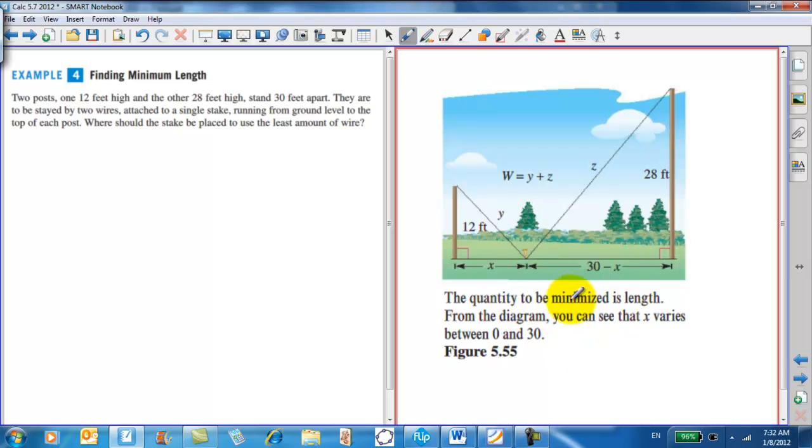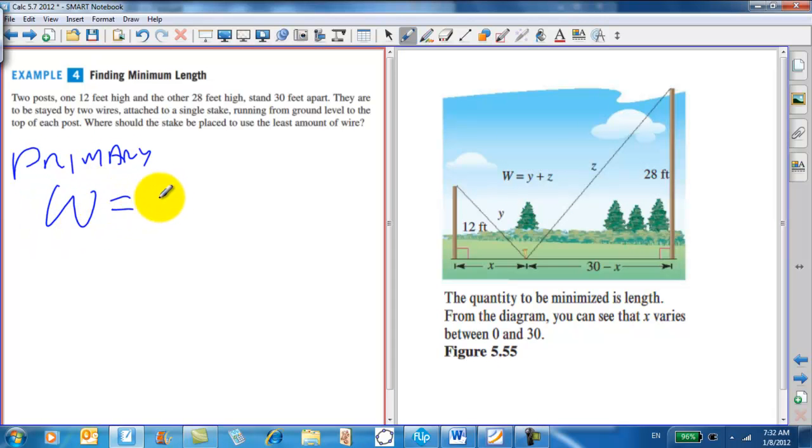So the quantity to be minimized is the length of wire used here. And you can see that x varies between 0 and 30, and so y will vary too, and so will z. And so the amount of wire we use, our primary equation then, is going to be the amount of wire that we're using, which is y plus z. x seems to be our key independent variable there. So we write x as this distance, so 30 minus x is the other distance because we're told that they're 30 feet apart.